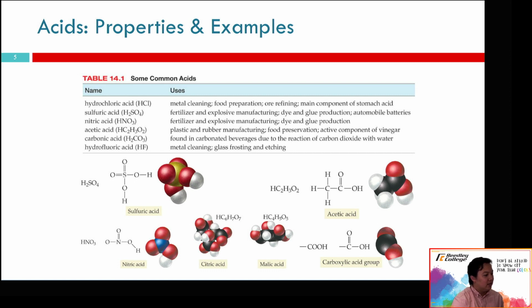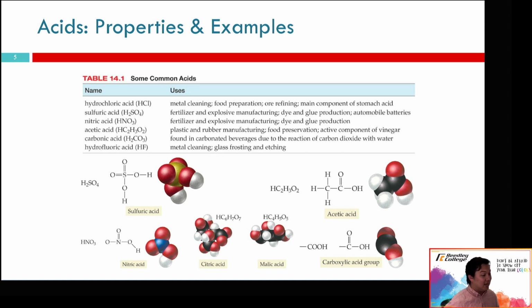Sulfuric acid and nitric acids are primarily used for fertilizer and explosive manufacturing, which does include things like fireworks, dyes and glue production, automobile batteries. Sulfuric acid is the primary acid in car batteries.